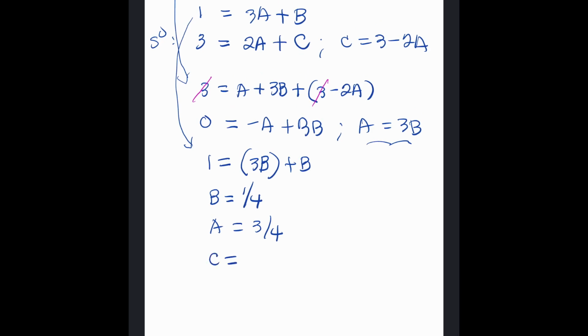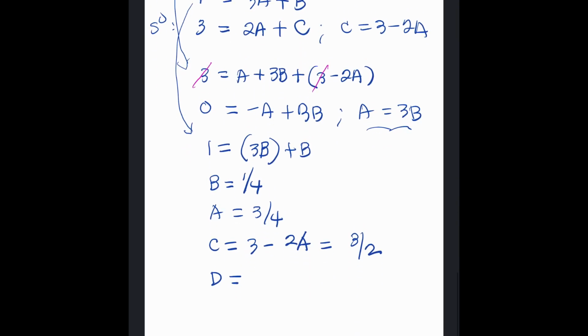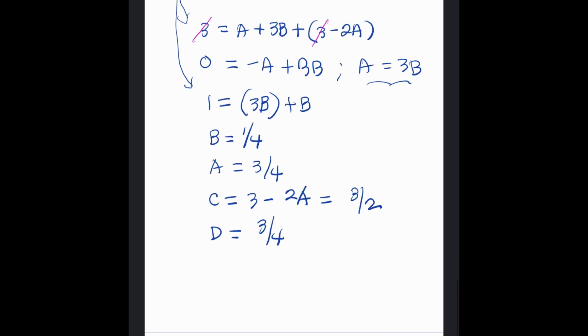C is equal to 3 minus 2a, where a is 3/4. So, it becomes 3 halves. 3 minus 3 halves is, well, actually, 6 halves minus 3 halves. It's 3 halves. And finally, d is equal to 1 minus b. 1 minus b is 1 minus 1/4. It becomes 3/4. So, we have the values for a, b, c, and d.